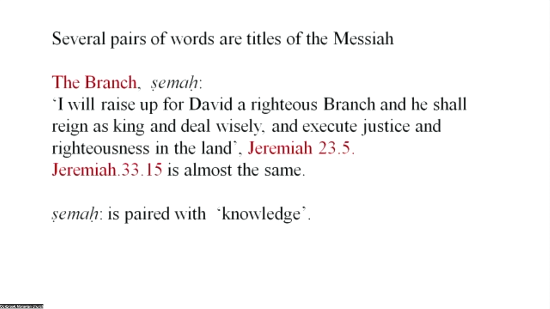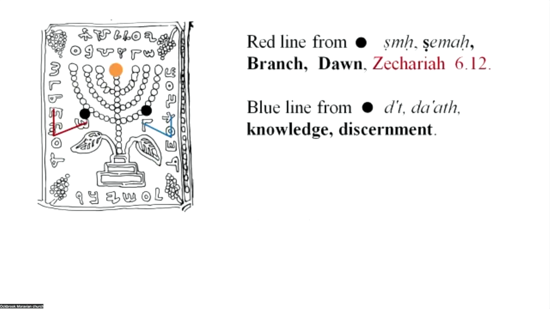Well, we know he's a royal figure. He will deal wisely. Well, we know he's given wisdom. He will execute justice. Well, we know he's the judge. And righteousness in the land. And one of his names is Zadok, the righteous one. So that sums up quite a lot of the words that we've looked at already. Jeremiah 33 is almost the same. It's the same ideas. And samach is paired with knowledge. So here you have two examples from the cluster of messianic titles that grow out of those two isolated letters either side of the stem.